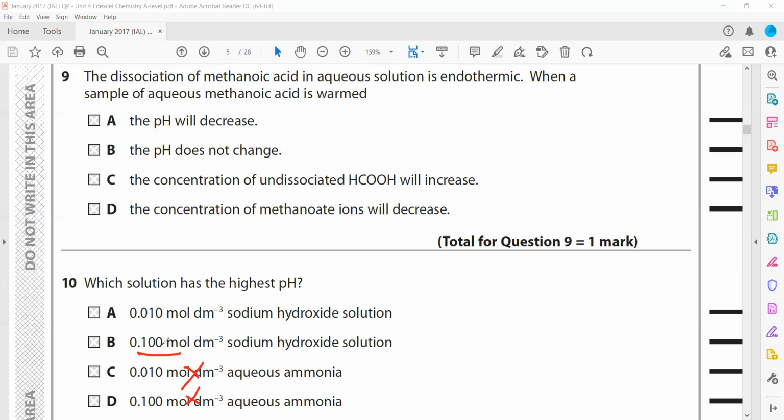More OH ion means higher pH, because the pH increases as the amount of hydroxide ion increases and pH decreases as the amount of hydrogen ion increases. So strong acids have more hydrogen ions, so smaller pH. Strong alkalis have more hydroxide ions, so they will have a higher pH. Is it clear, this question?